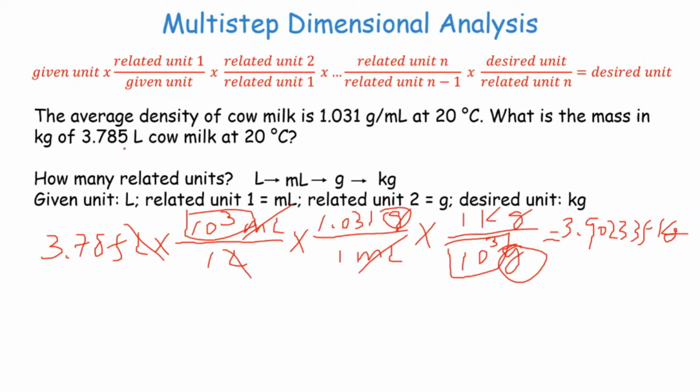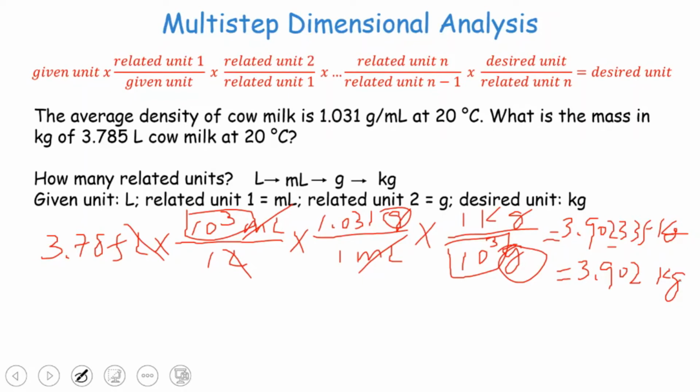In order to do that, I will underline the last digit, which is the digit 2 right here. So then the digit next to 2, that's 3, which is less than 5. So I can just simply drop that. Therefore, the answer should be 3.902 kilograms.